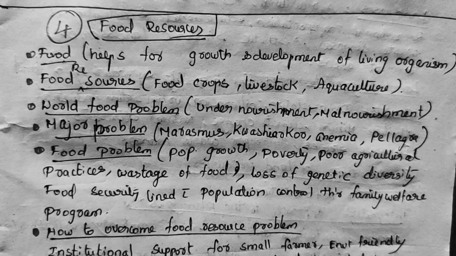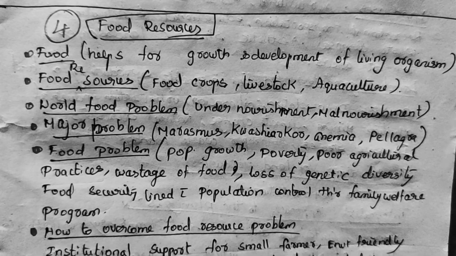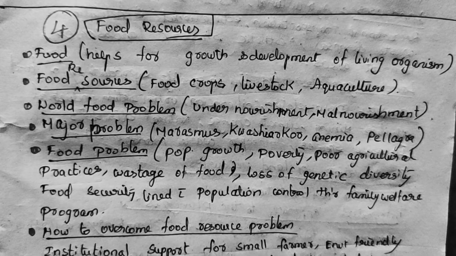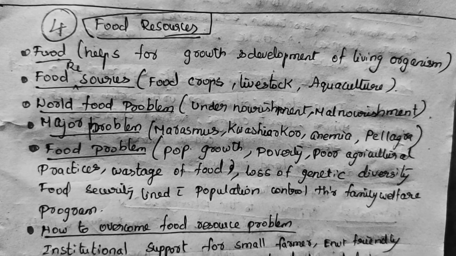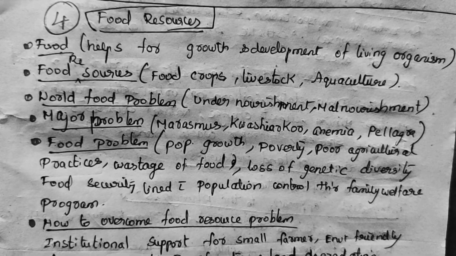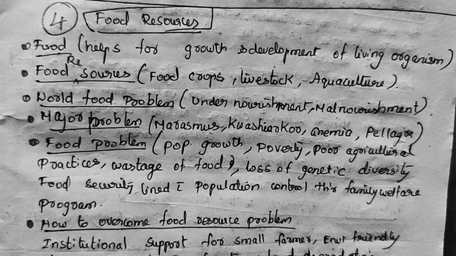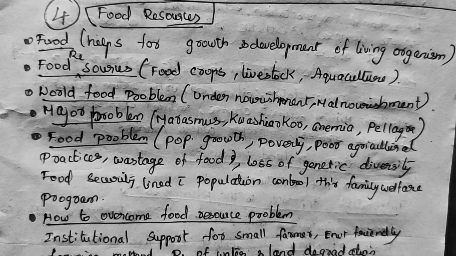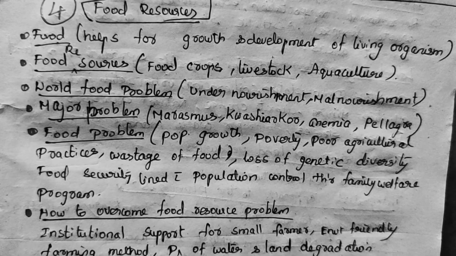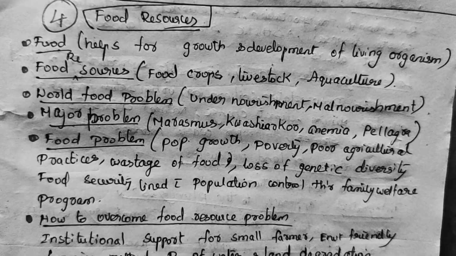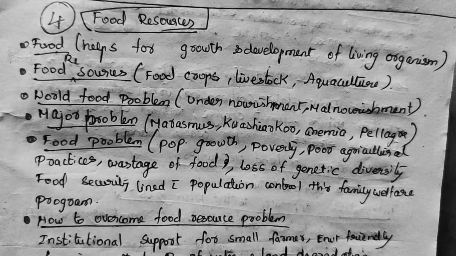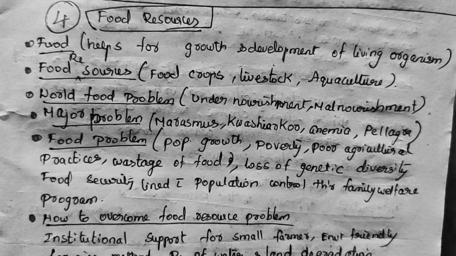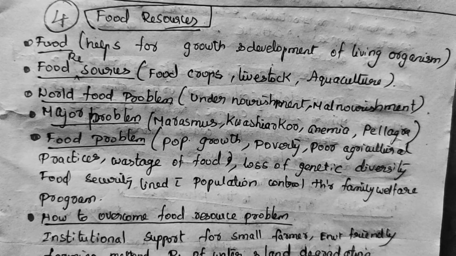The next one, food resources, food. This is helpful for the growth and development of all living organisms. And next one is the food resources, for example food crops, livestock, aquaculture. And then if you take the world food problem, what are the problems we are getting? Undernutrition and malnutrition because of lack of food. And then what are the major problems?